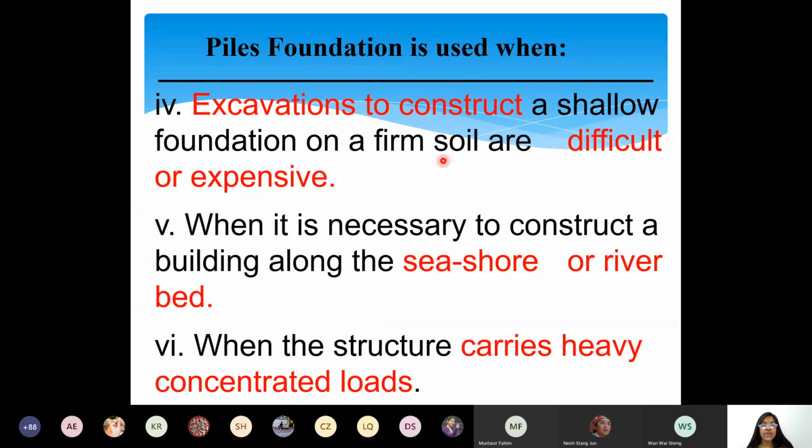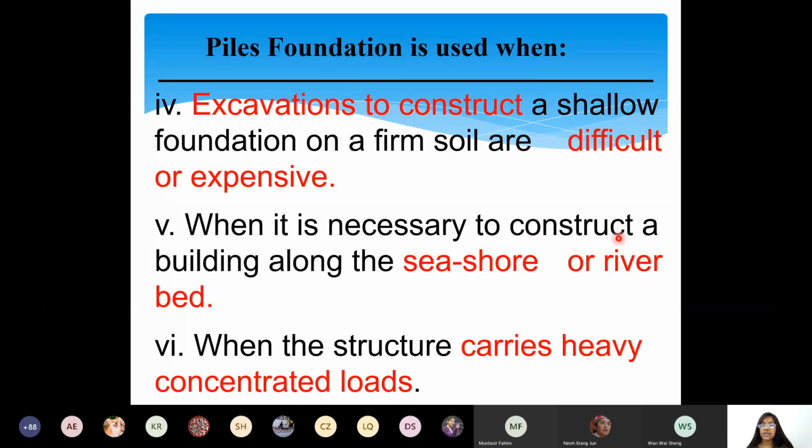Excavations to construct a shallow foundation on firm soil. Wherever shallow foundation is not suitable, you can go for deep foundation. If you start constructing shallow foundation in loose soil or less bearing capacity soil, you will be losing your funds. It will be an expensive project.